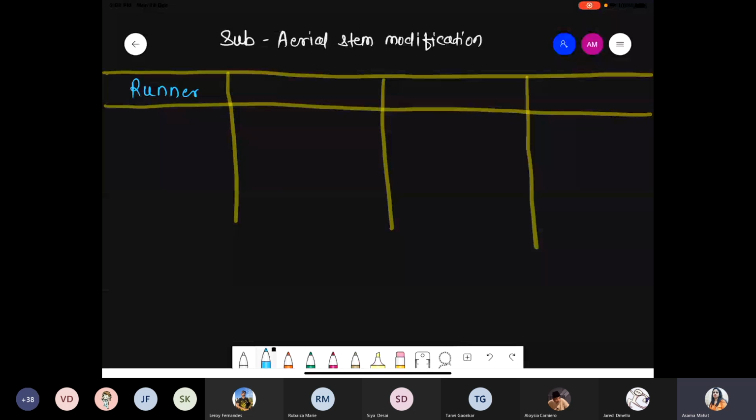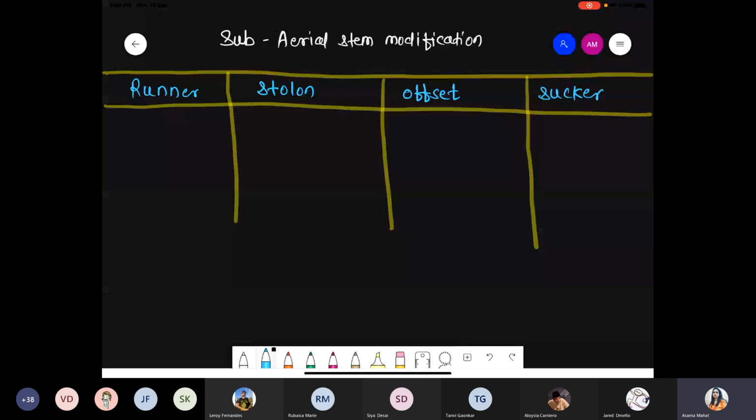Subaerial stem modification. First one, that is runner. Number second, that is stolen. Number third, offset. And the last one, that is sucker. So these are the 4 examples which come under subaerial stem modification.